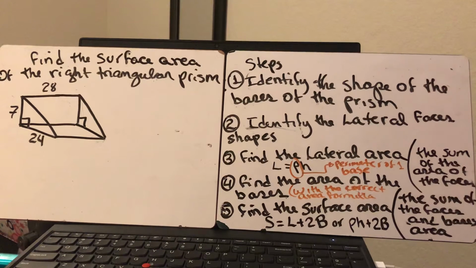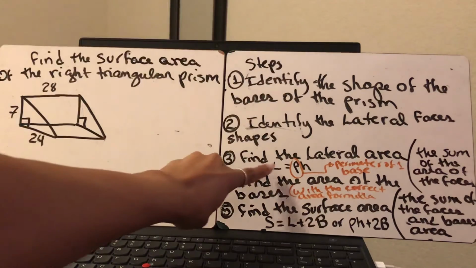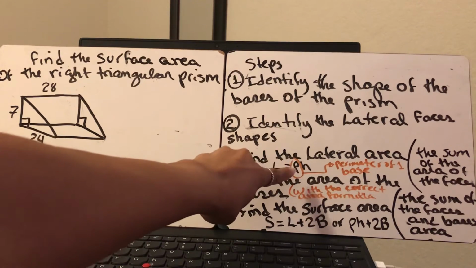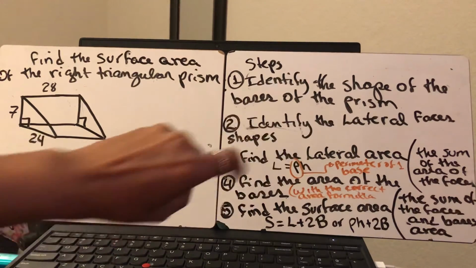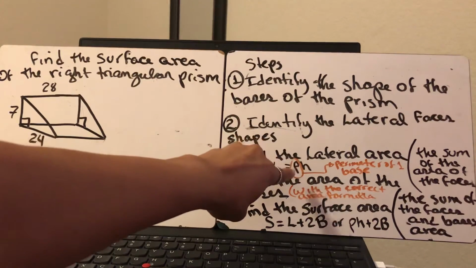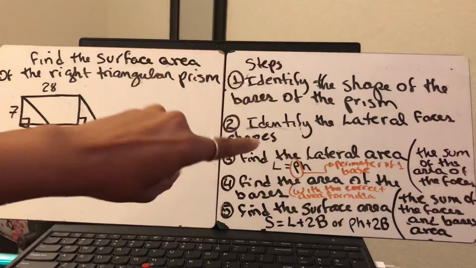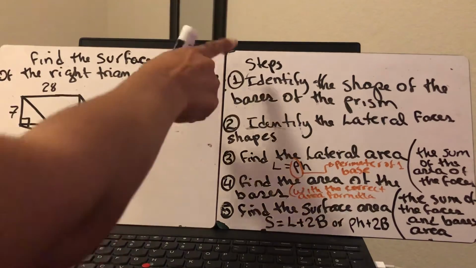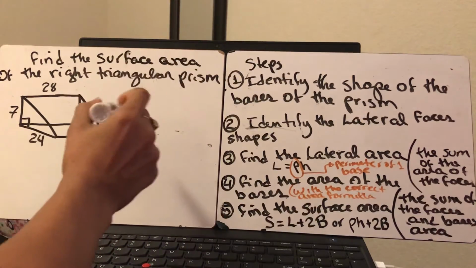Well, there's a formula for that. You don't have to always use the formula, but I like to stick to the formula. The lateral area is going to be the perimeter of the base, just one base, times the height. Don't forget that that perimeter has to be the perimeter of the base, just one base. So let's start with step number 3 because we already identified our shapes.